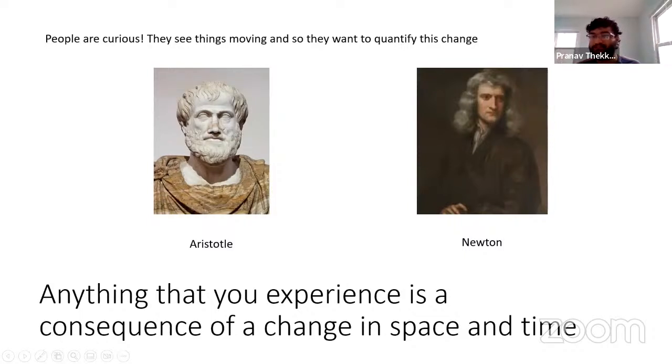They proposed some models of the universe, and then Newton came and said, no, this is wrong. Things move in a different way, and so on and so forth. So people have always been curious about these kinds of changes. Anything that you experience is a consequence of a change in space and in time.